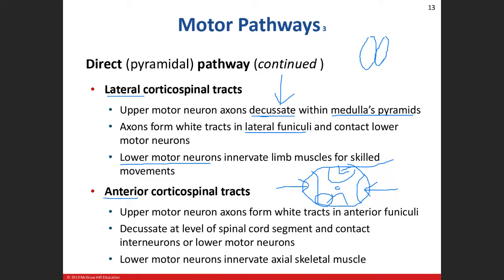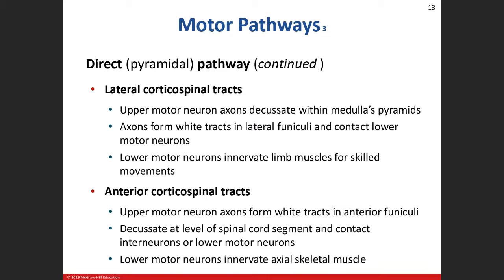Okay, but this is important. I'm going to erase all that scribbling there. This is going to innervate your limb muscles. The lateral cortical spinal tract is going to innervate the limb muscles. You need to know the difference between the lateral and the anterior, because the anterior is going to innervate the axial muscles. Axial skeletal muscles, appendicular skeletal muscles. See, there you go.